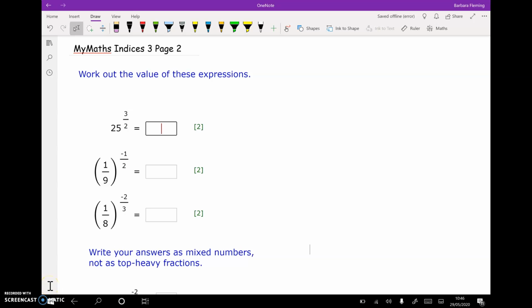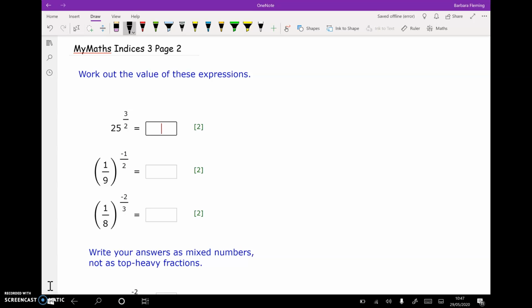In this video, we're going to look at the MyMaths Indices 3 homework on the second page. So the first part of this is work out the value of these expressions. So we're going to have a number as our answer at the end here.